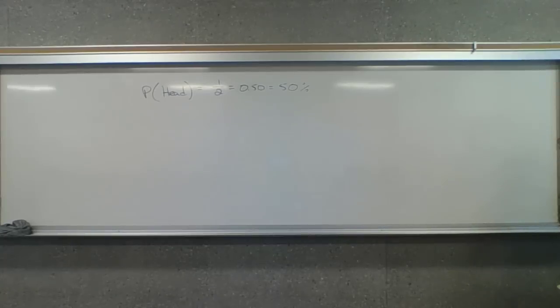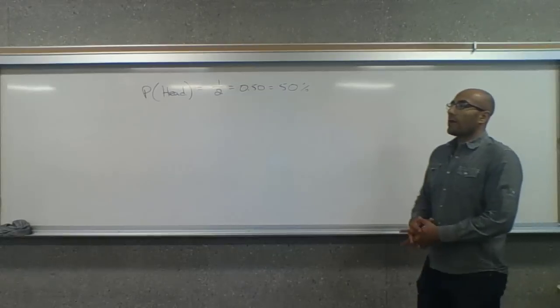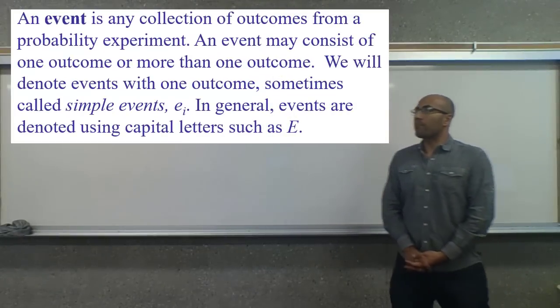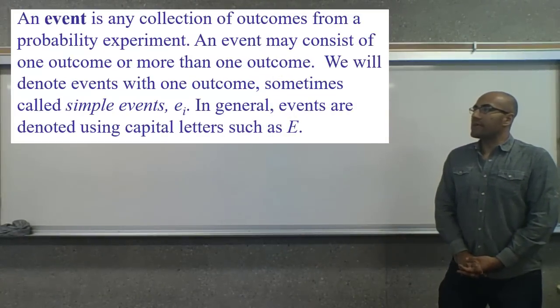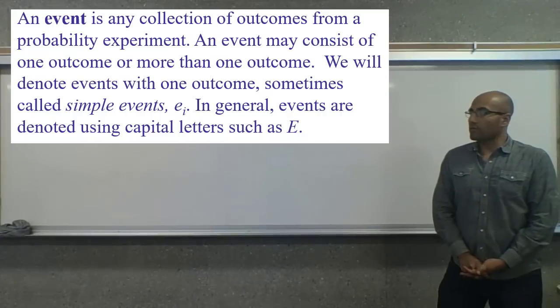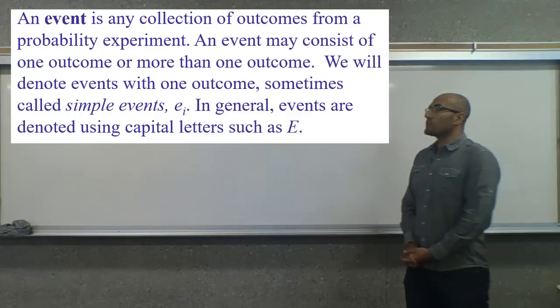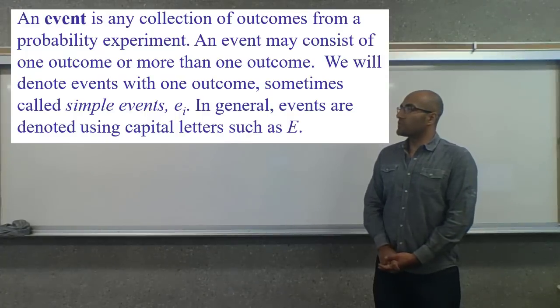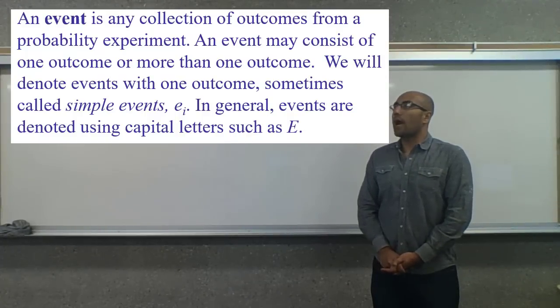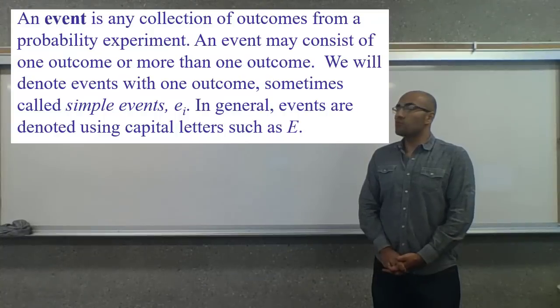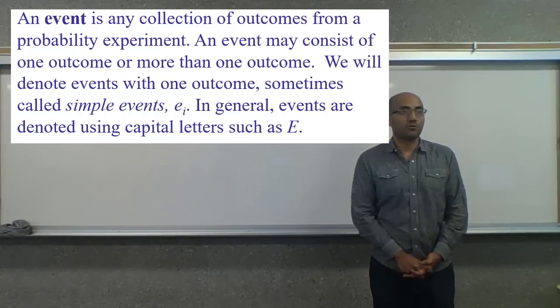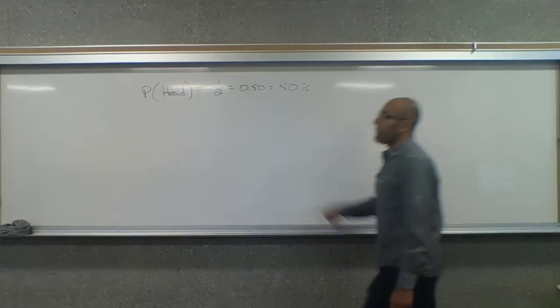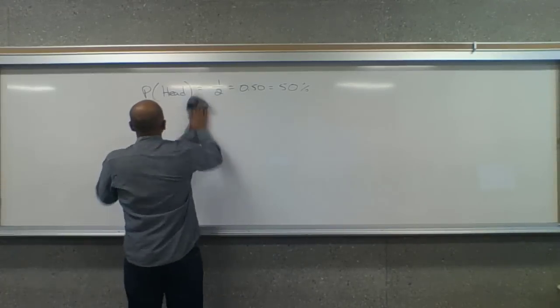Now, from the sample space, we think of events. So an event is any collection of outcomes from the probability experiment. An event may consist of one outcome or more than one outcome. When it's just one outcome, we call it a simple event. And we usually use the letter E in lowercase and subscript it to identify those simple events. And when it's a compound event, then we use typically a capital letter and either subscripted or maybe even multiple letters to represent it. So let me show you an example of this to describe these definitions.